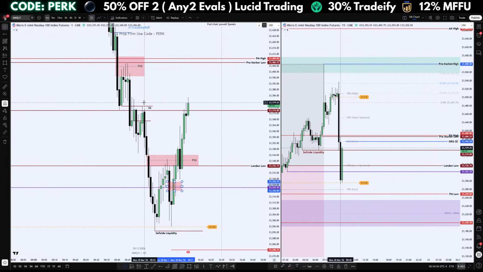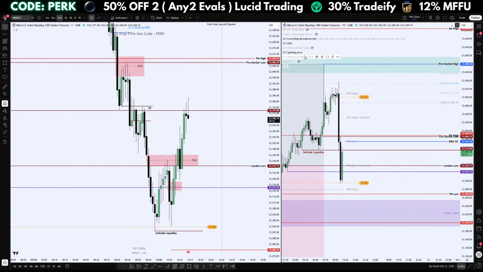What indicator are you using? I'm using four indicators. The first one is the watermark, the second one is the ICT everything, the third one is for the opening price, this one, and the fourth one I'm using is the opening range gap.